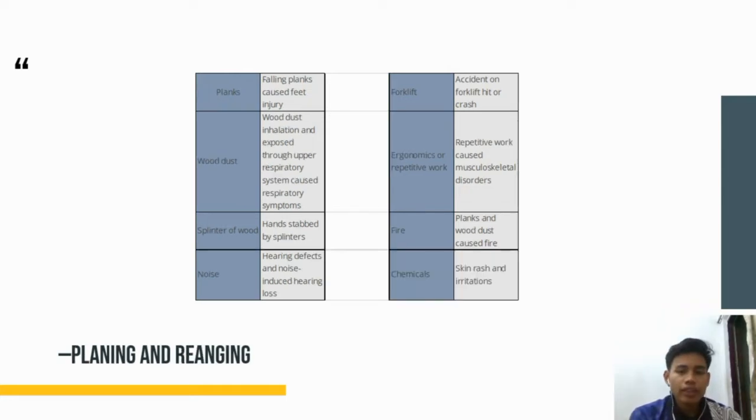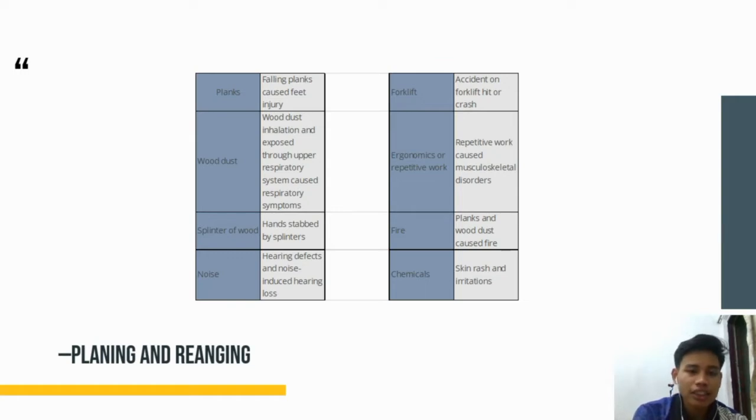The next activity is the planning and rearranging. The hazard that we have is the planks, where falling planks will cause foot injuries. And the next is the hazard from wood dust, where wood dust inhalation and exposure to the upper respiratory system will cause respiratory symptoms. The next hazard is the splinter of wood, which will cause the hand to be stabbed by the splinter.